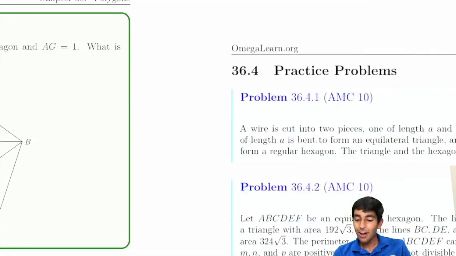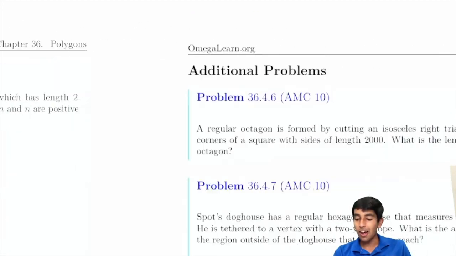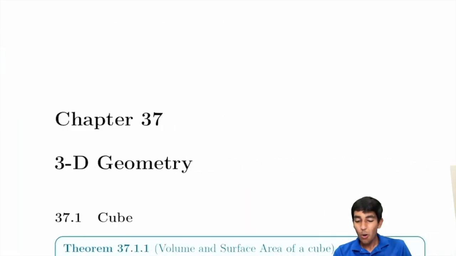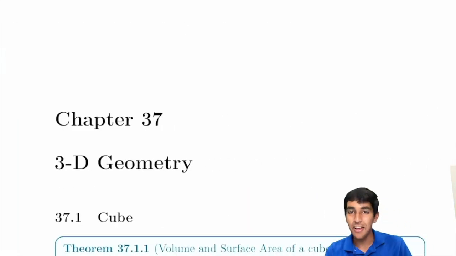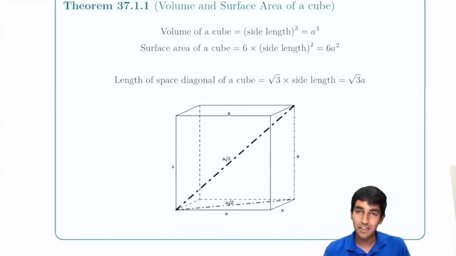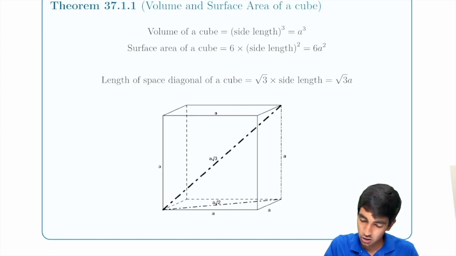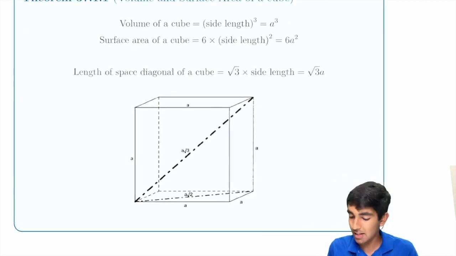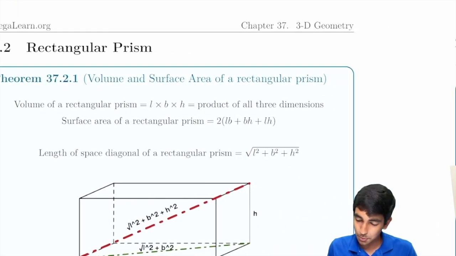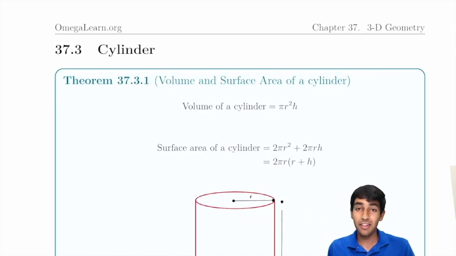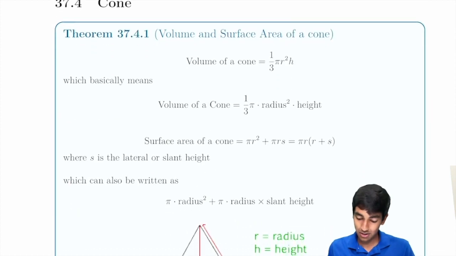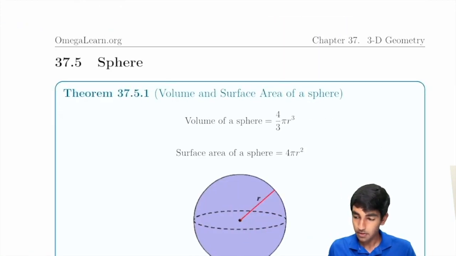In the previous video, we talked about polygons. In this video, we're going to the next dimension, 3D geometry. So first, here are some basic formulas you're probably familiar with, like volume and surface area of a cube, the base diagonal of a cube, which is root 3 times the side length, rectangular prism formulas, the cylinder formulas, and cone formulas as well.